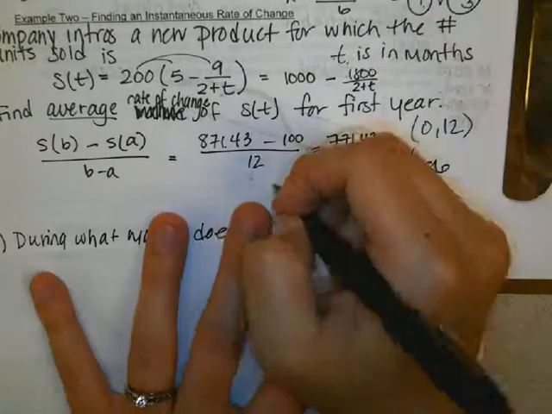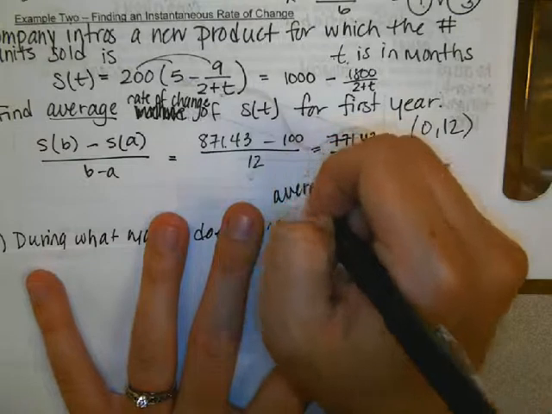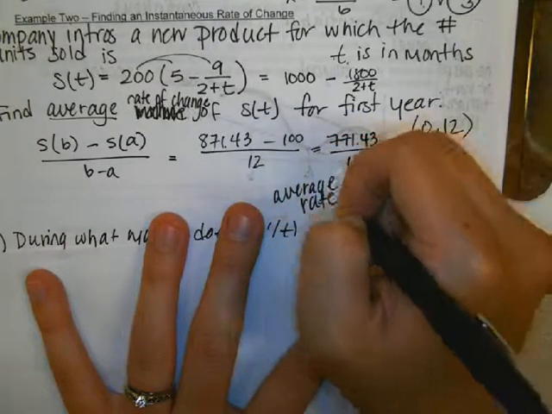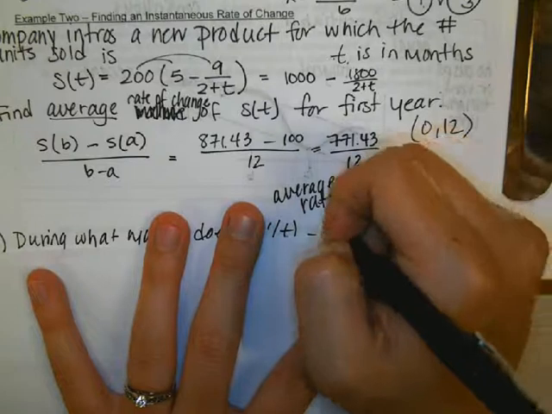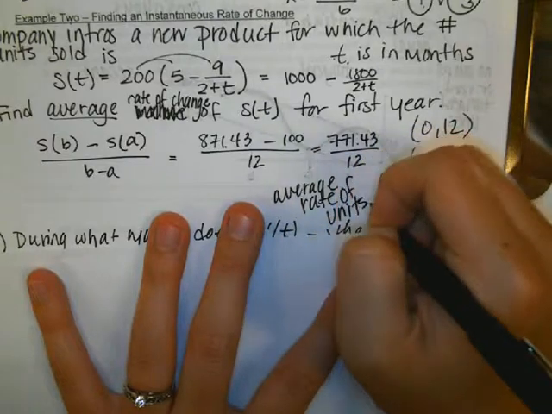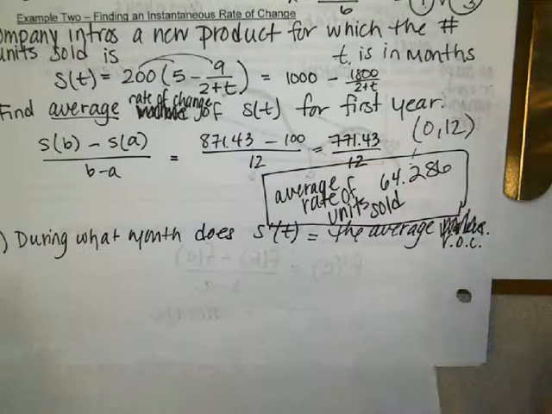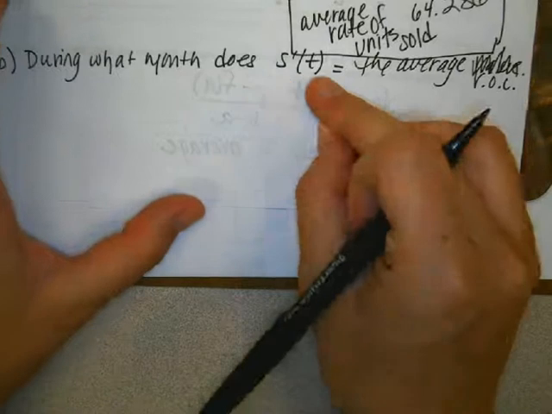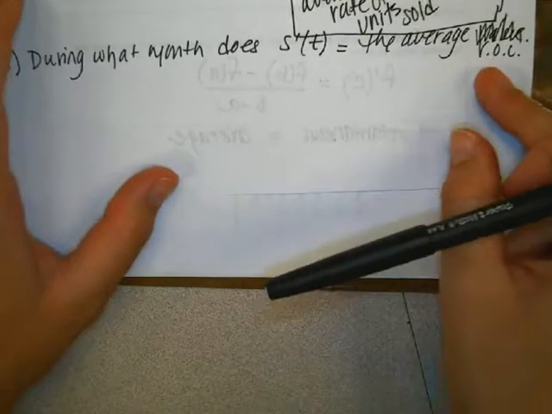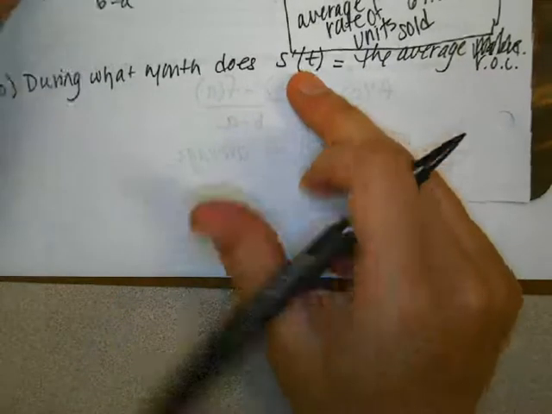So, average rate of units sold. Okay, so then we're supposed to find what month S prime of t equals the average value. So I have to take the derivative of my function.